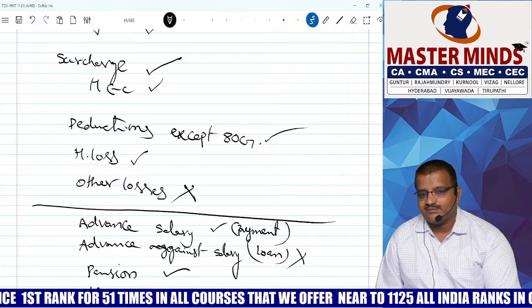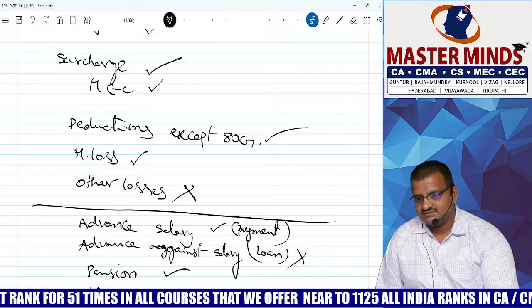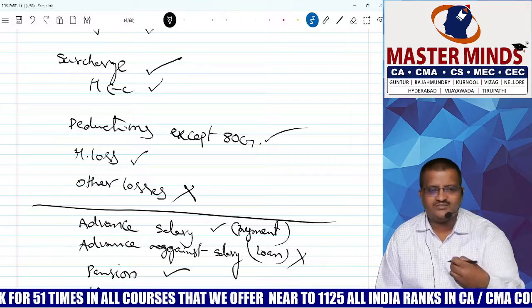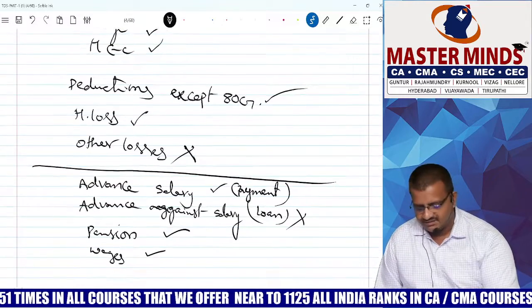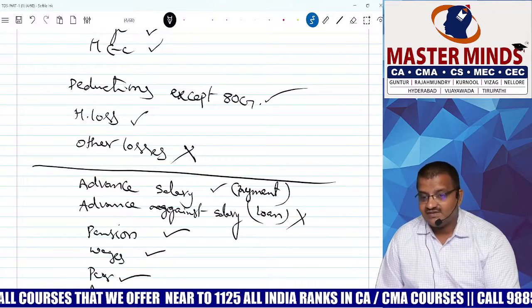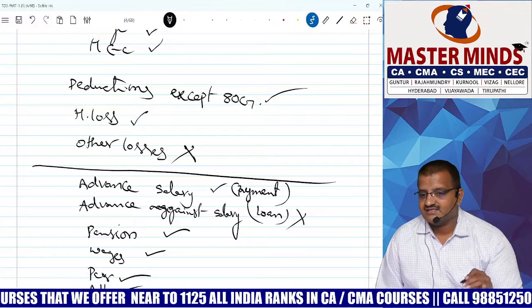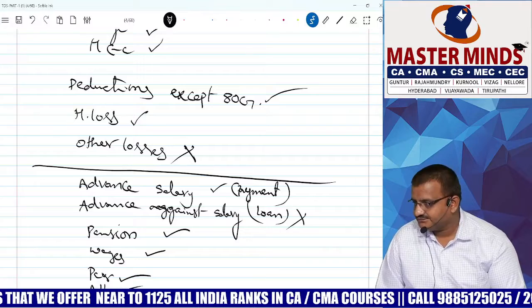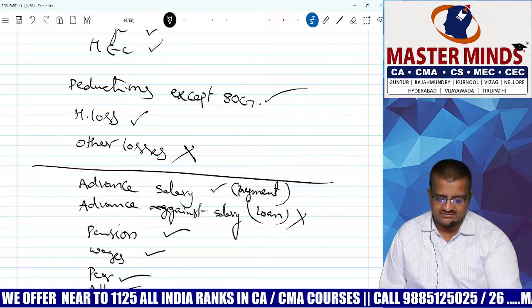You don't want to take monthly. You want to take daily. Yes, sir. What's wrong? Employer-employee relation must be there. Correct? Perquisite, perks, allowances. Yes, sir. That's all.